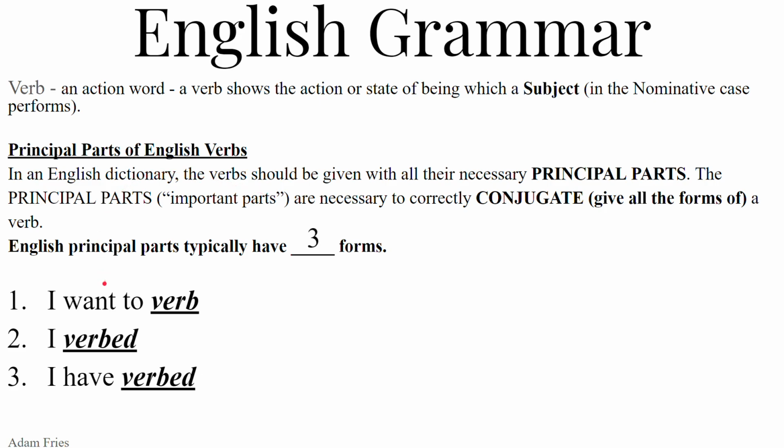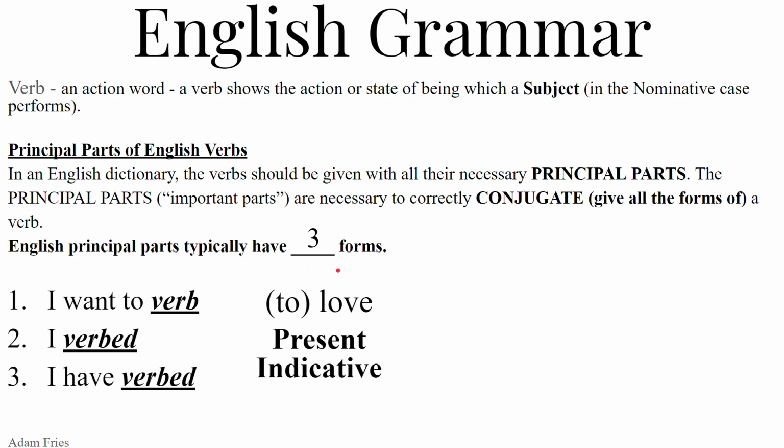And if you look at these 3 phrases right here, you can figure out, if you're a native English speaker, pretty much by what sounds right, what the principal parts are of an English verb. To figure out the first principal part, let's take, for example, the English verb love. Ask yourself, I want to blank. So to verb, insert the verb. I want to love.